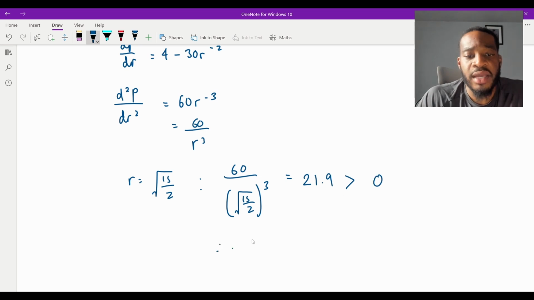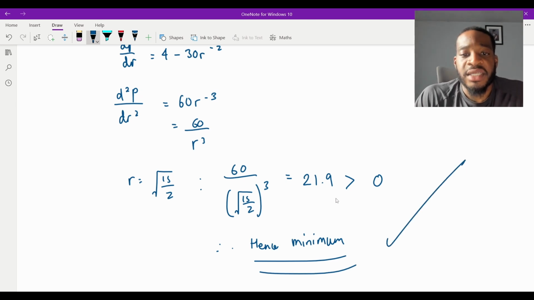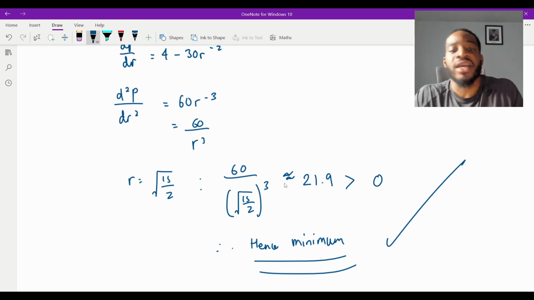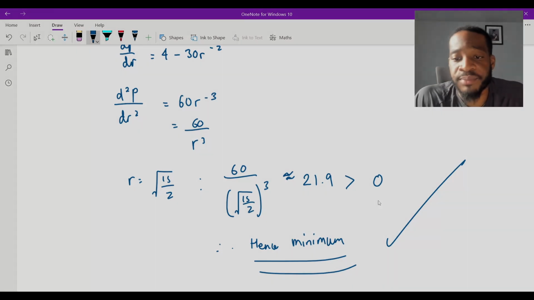And you can just write hence minimum. Hence minimum. And that's it. Let me put approximately. But the main thing is that it's greater than 0. So therefore it proves that it's a minimum value. So yeah, that's it. Finished.